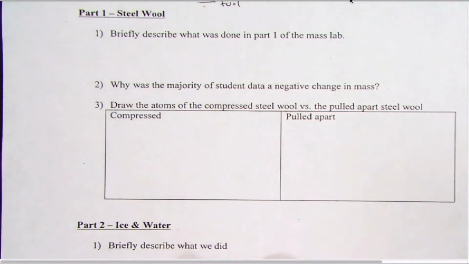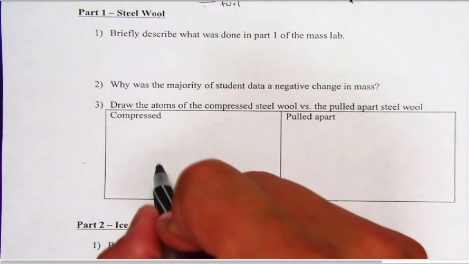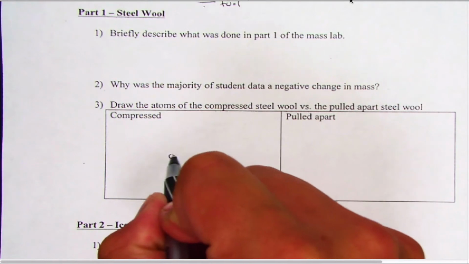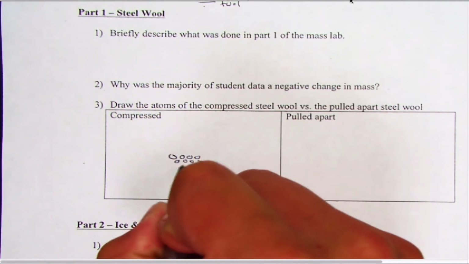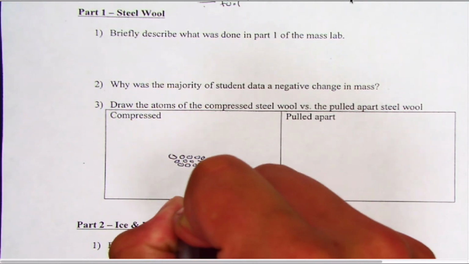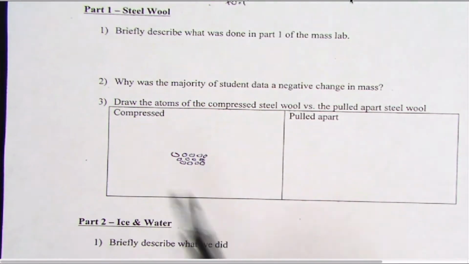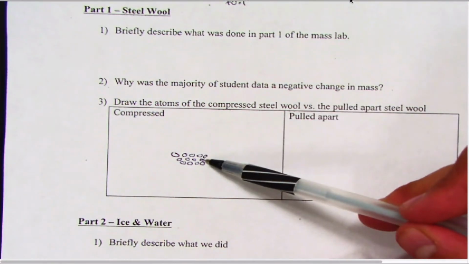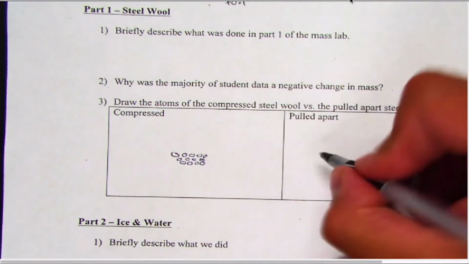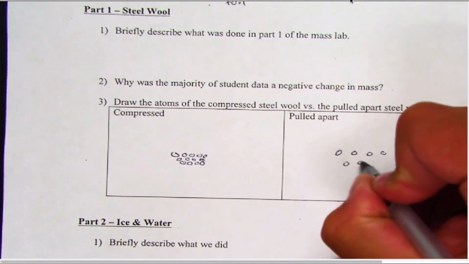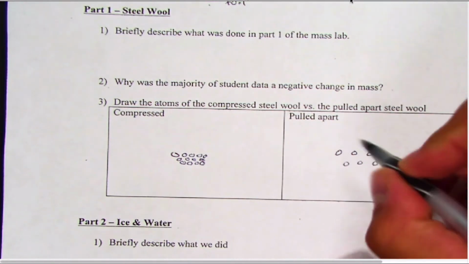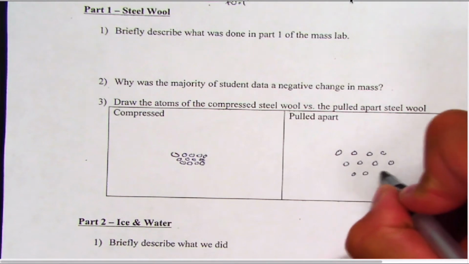So let's draw what these molecules are doing and how they look. So in the compressed form, the steel wool, which we'll represent with circles, was very, very close to each other. Something like this. All right? So now, once we stretched it apart, pulled it apart, we didn't change these molecules. What we did is just increase the space between them. So now we have molecules that are further apart. You didn't make a new chemical or compound, you just made them further apart.